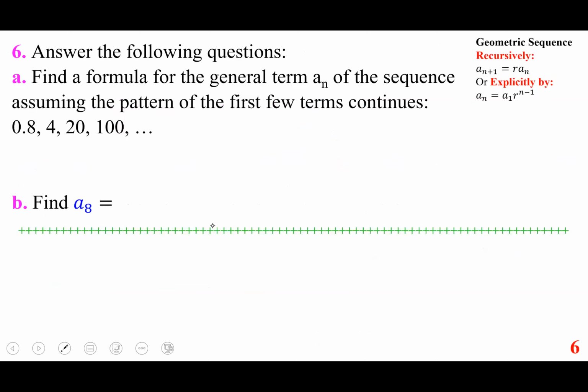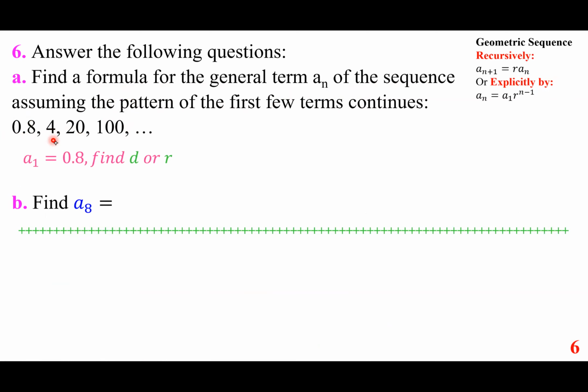All right, let's answer the following questions. Find a formula for the general term a sub n of the sequence assuming the pattern of the first few terms continues. Okay, the pattern continues, so we need to find what we are dealing with. If you notice, the first term is 0.8, and if you divide 4 by 0.8 or 20 by 4, both of them give us 5.